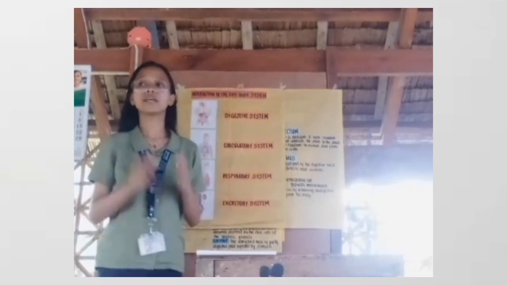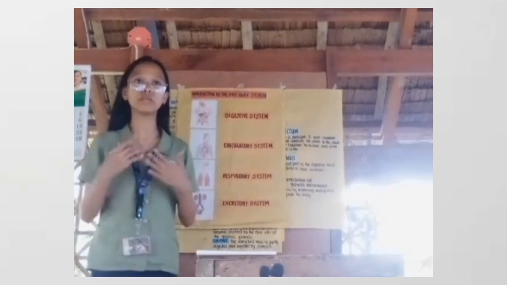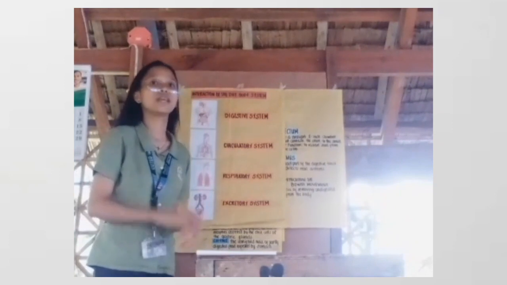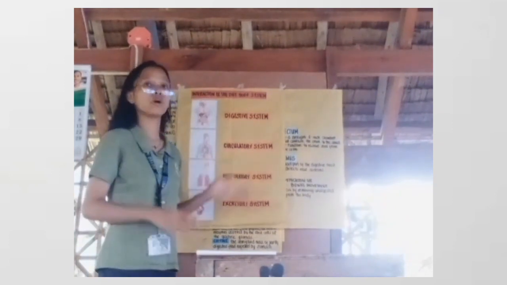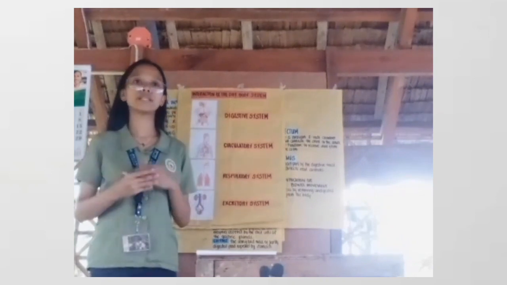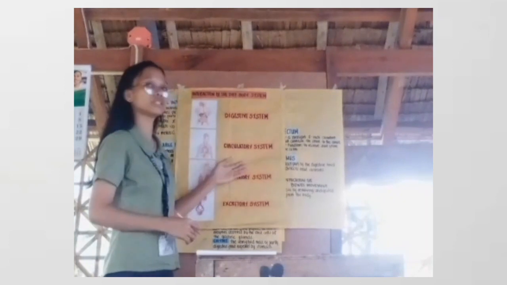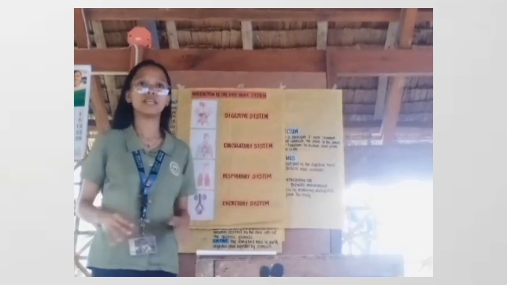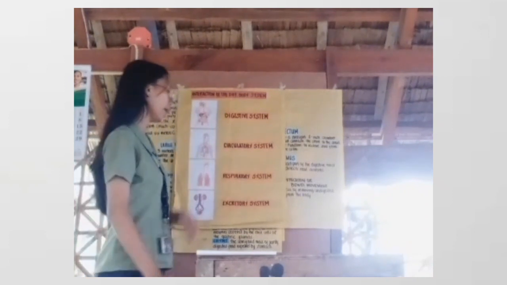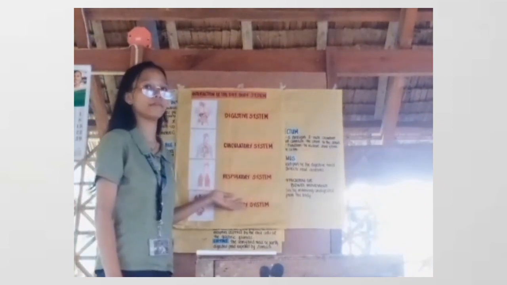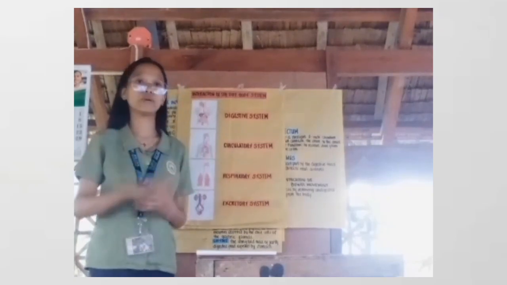Now, here is the interaction of the different body systems. As we tackled, the main function of the digestive system is to process the food that we eat and get the nutrients. These nutrients will pass on to the circulatory system. All nutrients absorbed by the digestive system will be distributed by the circulatory system through its blood to different parts to nourish the body. And in the respiratory system, the main function is to process the oxygen in our body.